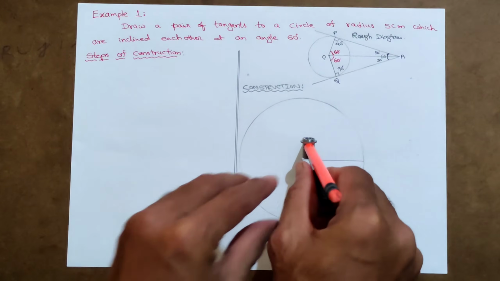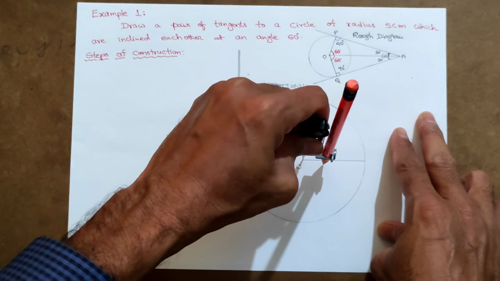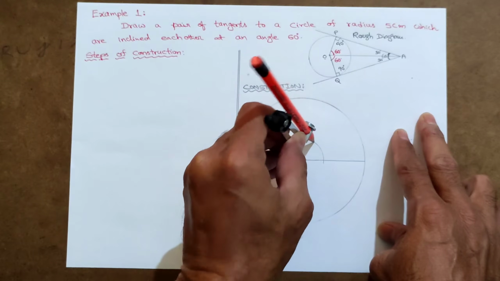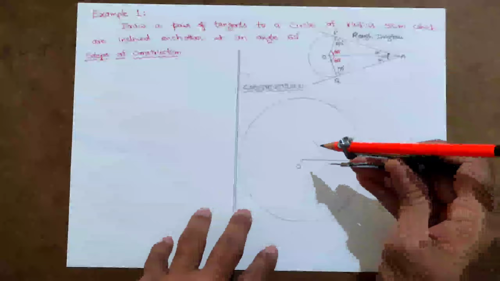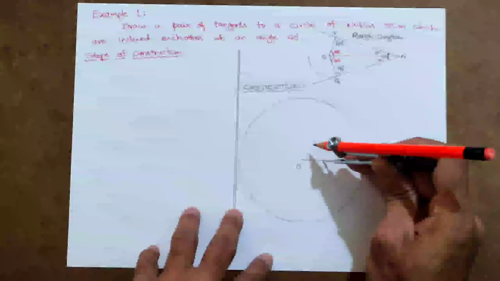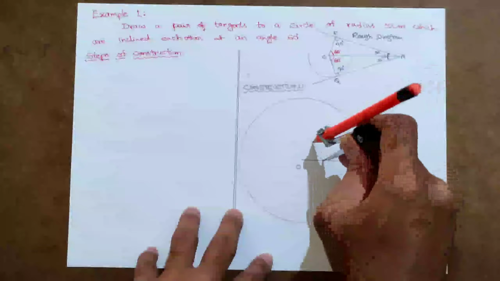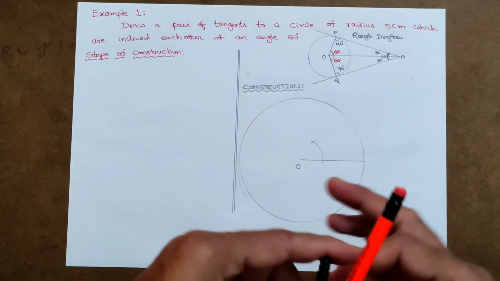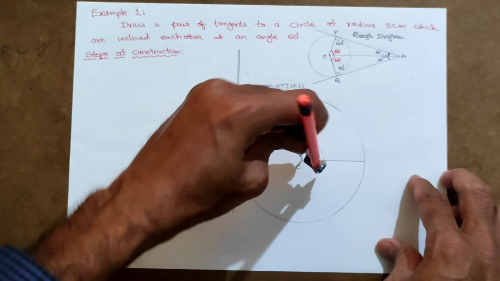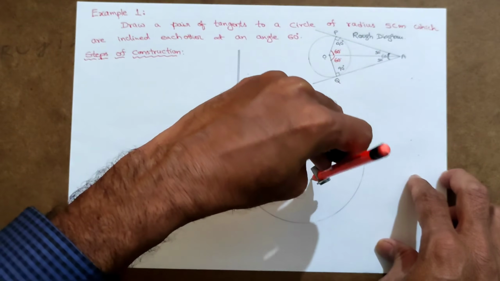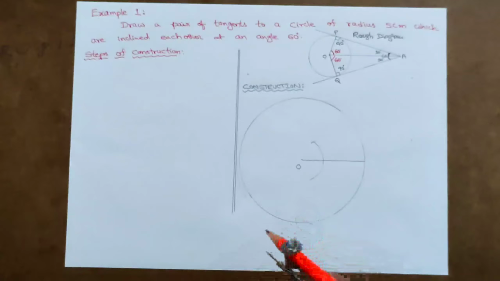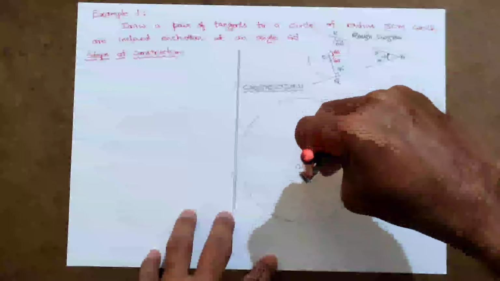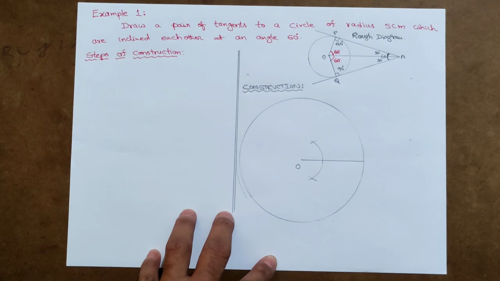For construction of 60 degrees, here I would like to draw an arc with the same radius. From here let us cut it, so that indicates 60 degrees. Even below the line we are in need of 60 degrees. Let us draw this side also, and from this point let us cut an arc with the same radius, so that is also 60 degrees.